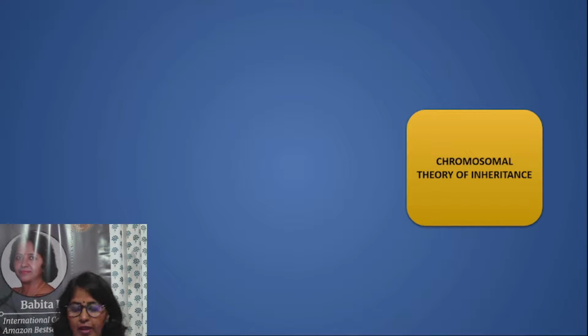As you know, Mendel did all his experiments and calculations, and his work was published in 1865. Mendel's work was published in 1865, but his work was not recognized because it was published in local journals. It was not internationally published, and Darwin's work was going on at the same time, and everybody was talking about Darwin. So Mendel's work was not recognized.